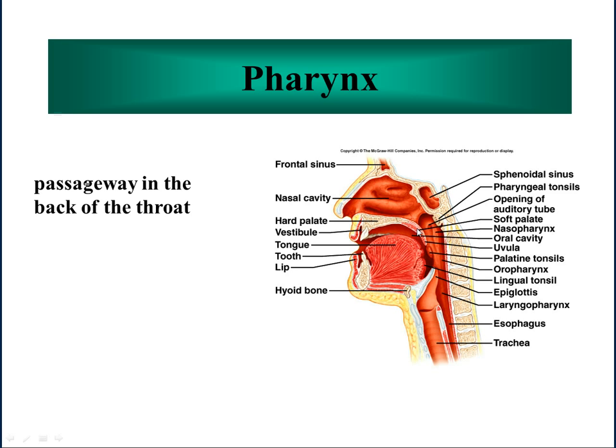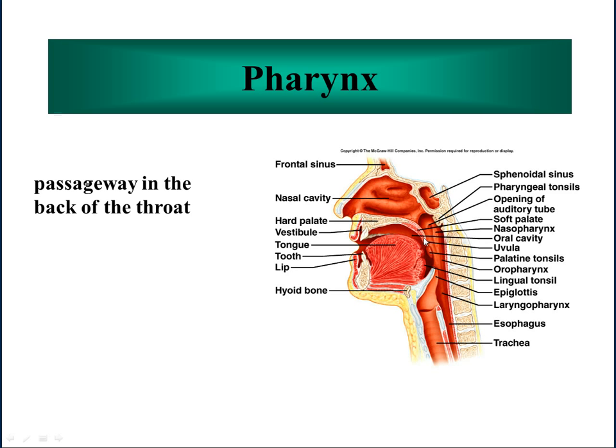On the soft palate, as this protrudes downward from the back of the mouth, you can see the uvula is part of the soft palate, hard palate being of bone, soft palate. Okay, and then here's the mouth.